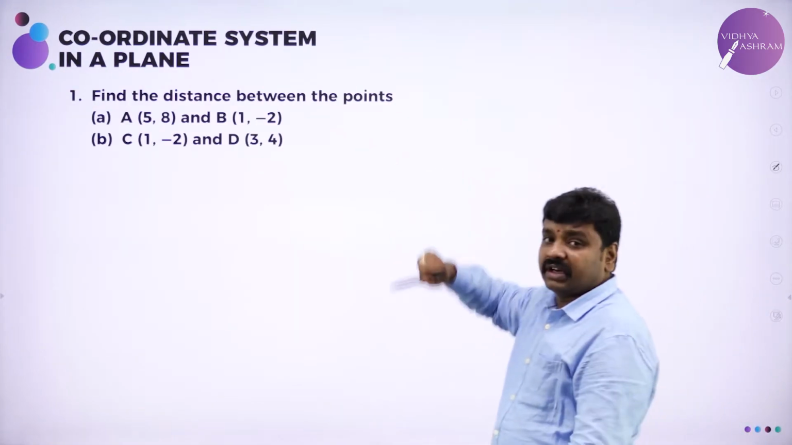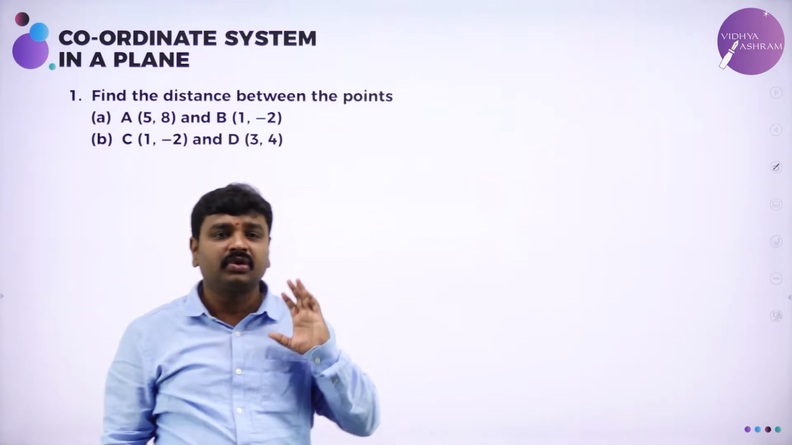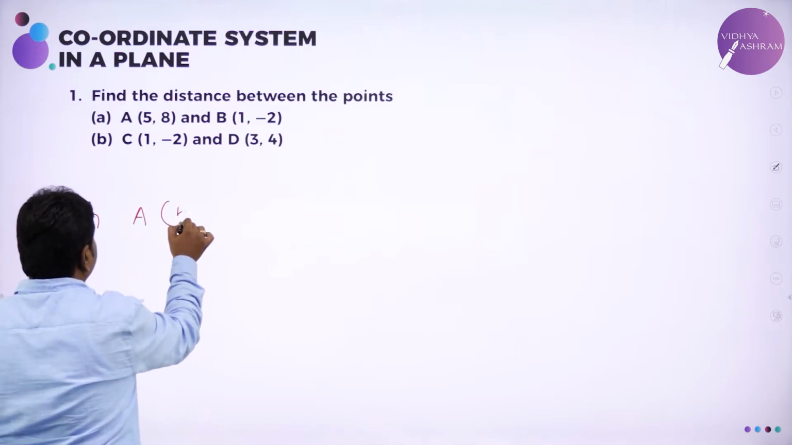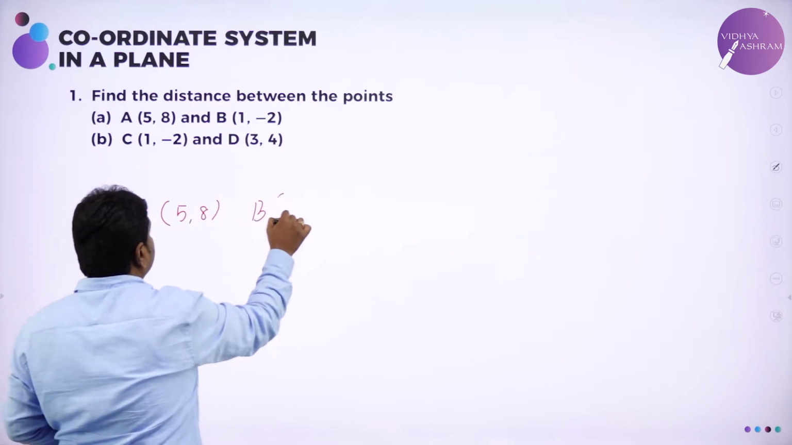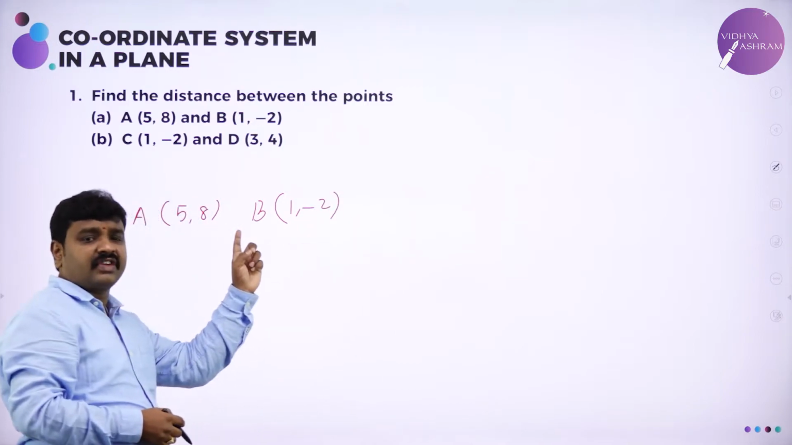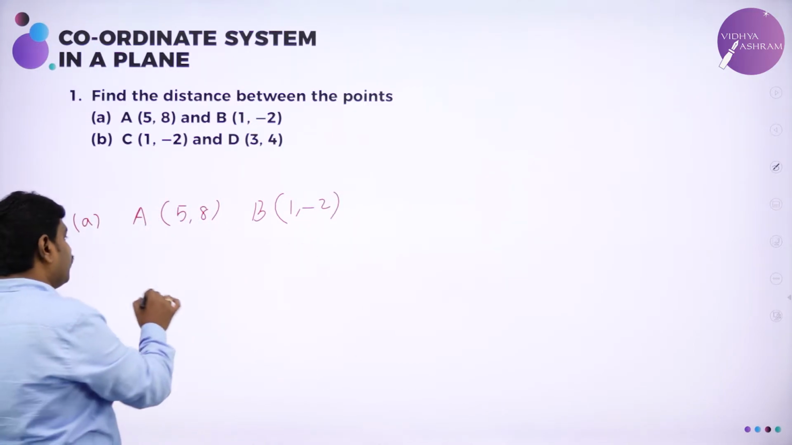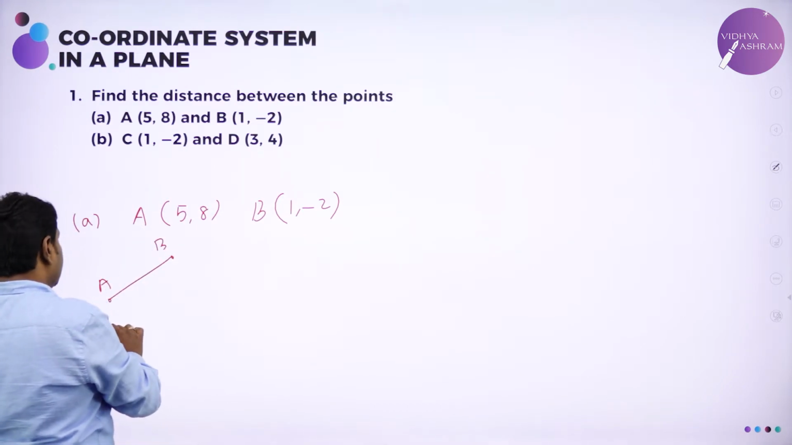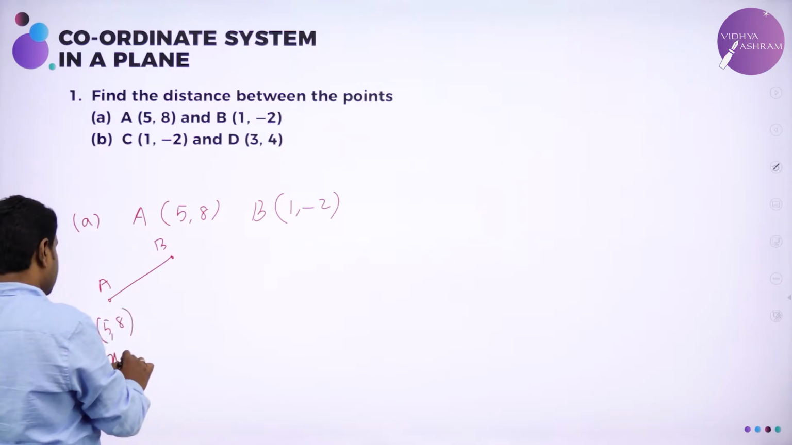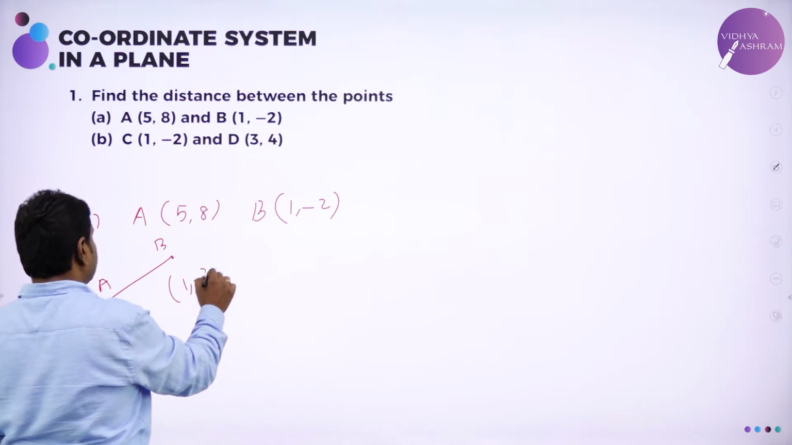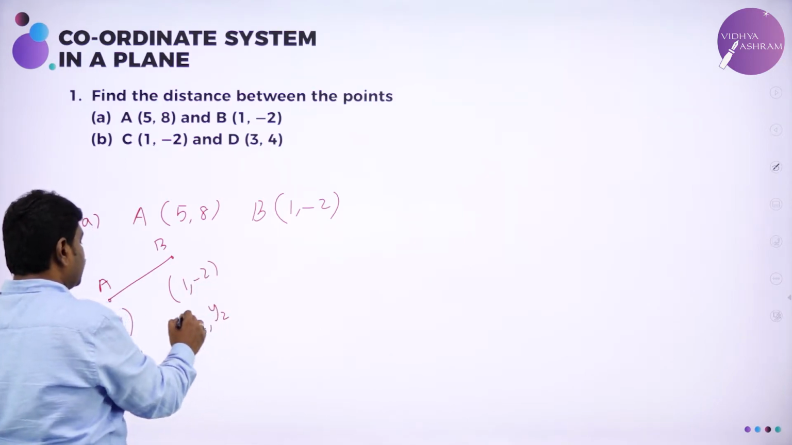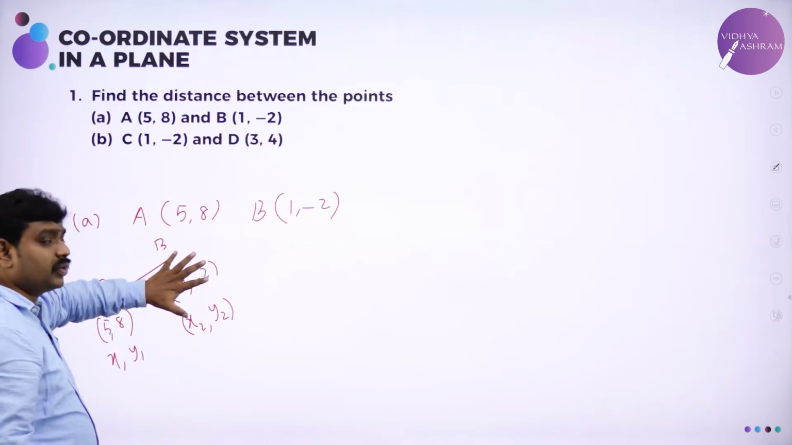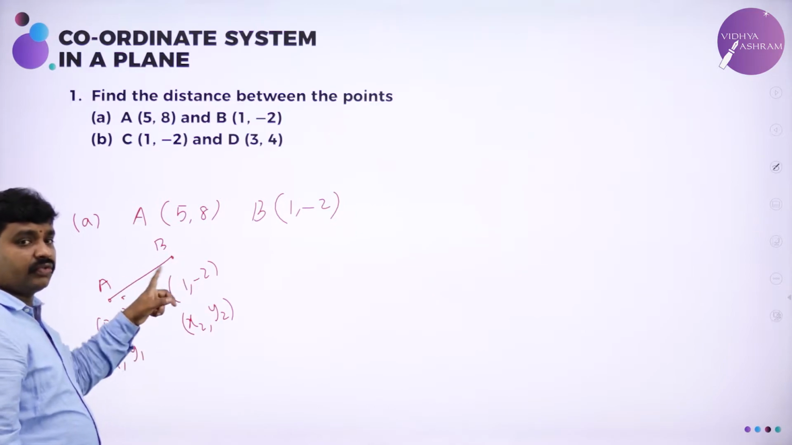Now find the distance between the points. Plain and simple question. First they give the first pair: A (5, 8) and B (1, -2). We want the length of AB, or the distance between 2 points. We do not need to take a quadrant system to draw; just to make you understand, this drawing is also not required. (5, 8) is one point, that we say is (x1, y1), and B is (1, -2), which is (x2, y2). I am not taking a particular quadrant, just a draft diagram. Now A is a point, B is a point, and I need to find the distance AB.